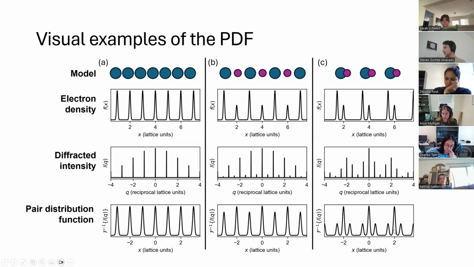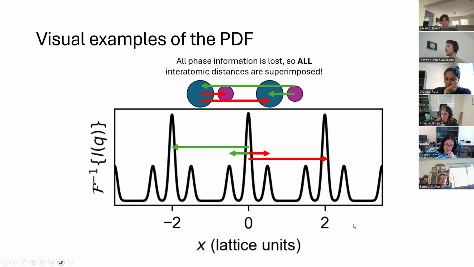The pair distribution function has a little bit more complexity to it. So to read into this, we're looking at, as we said earlier, correlations between atoms at a certain distance. So the information that we're getting out here is a picture of all the interatomic distances that exist within our sample, all superimposed on the same plot.